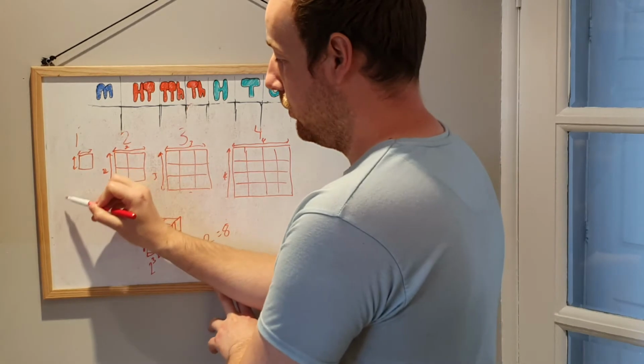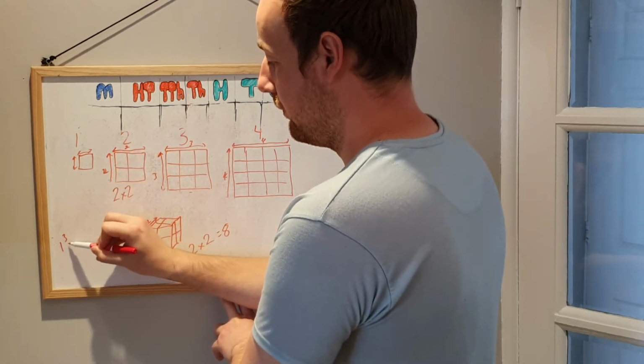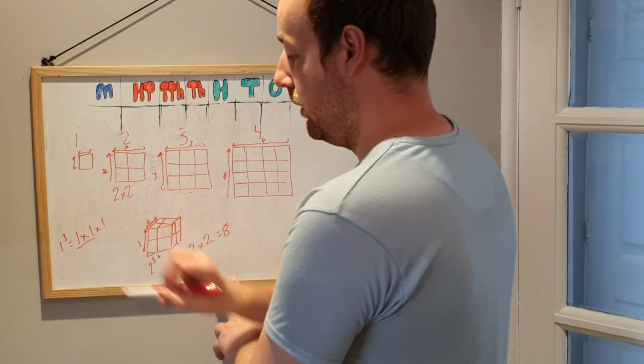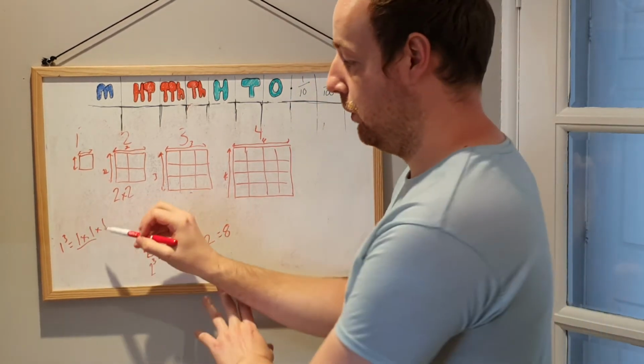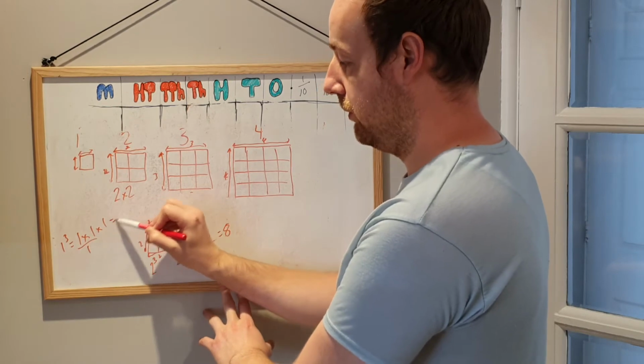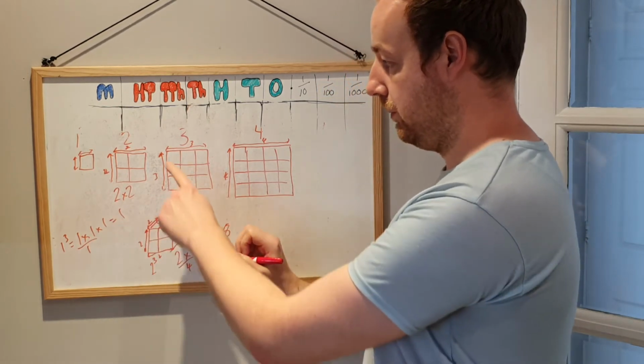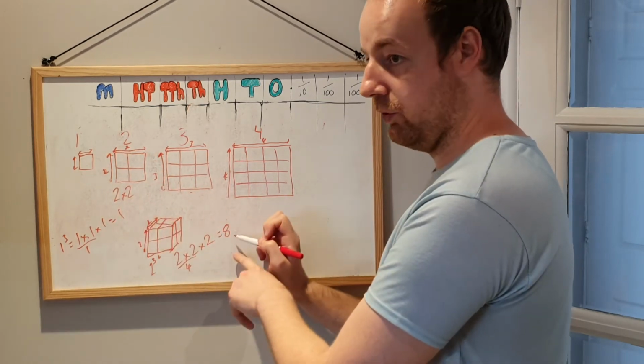Okay, 1 cubed would be the same as 1 times 1 times 1. 1 times 1 I've already done, I know it's 1. 1 times 1 is 1. 2 times 2 is 4, because I've worked it out here. 4 times 2 is 8.